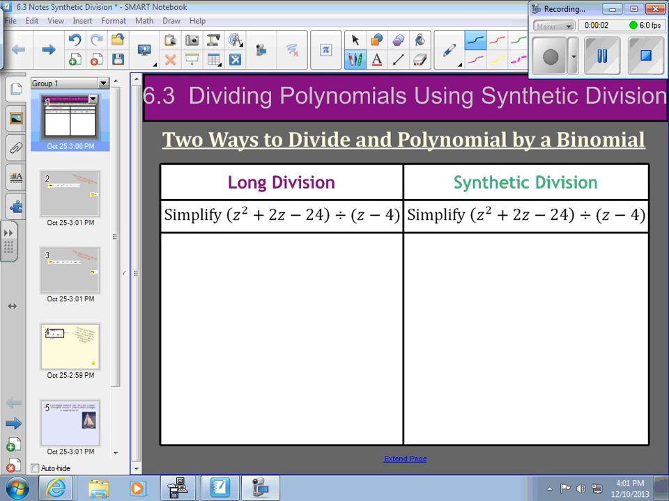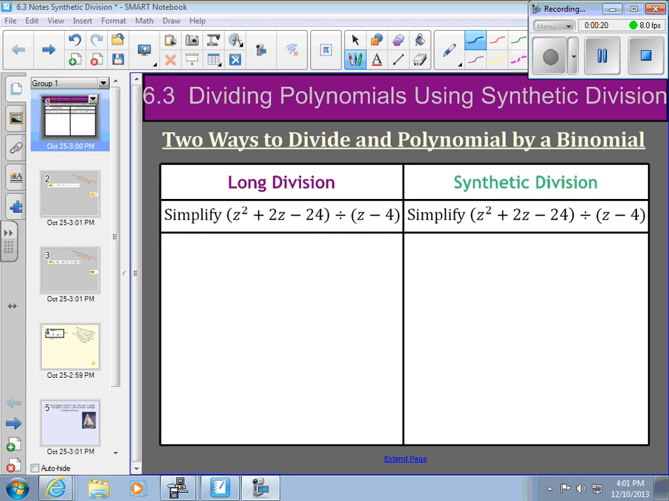Yesterday we looked at dividing polynomials with long division. Today we're going to look at another way you can do it called synthetic division. Up on the screen here, we'll do the same problem both ways so you can see it. And then once we've learned both ways, you can decide which way you like the best.